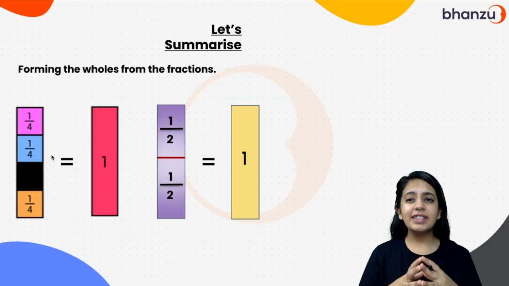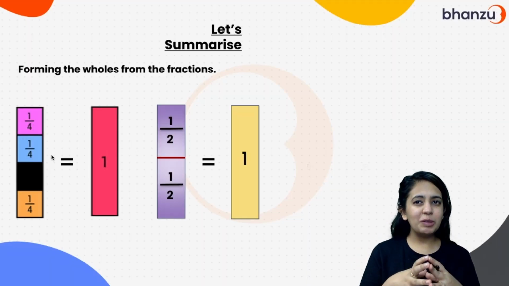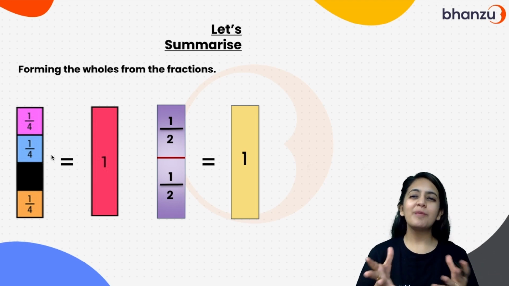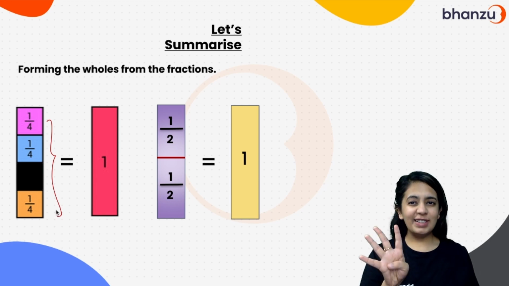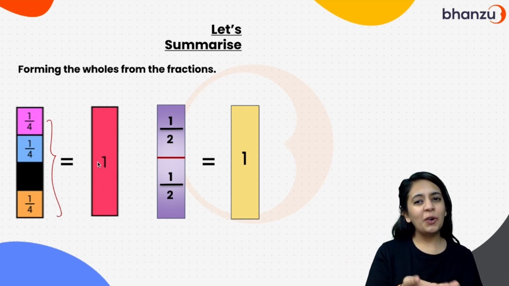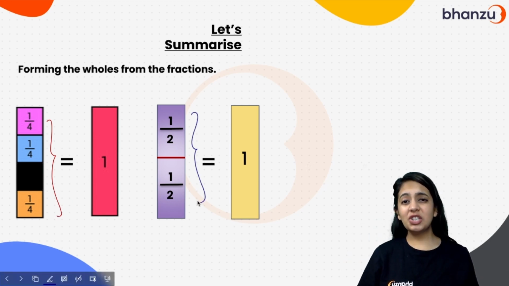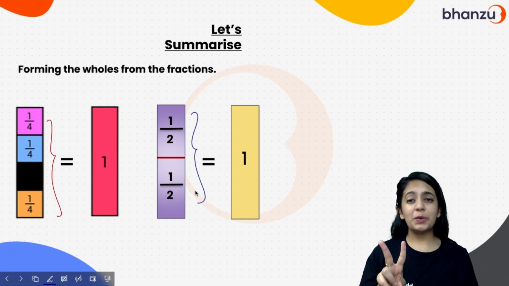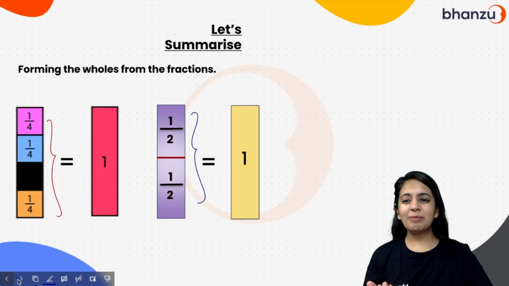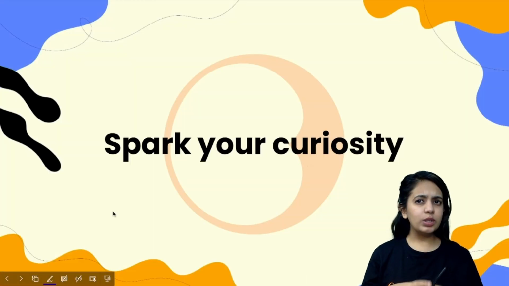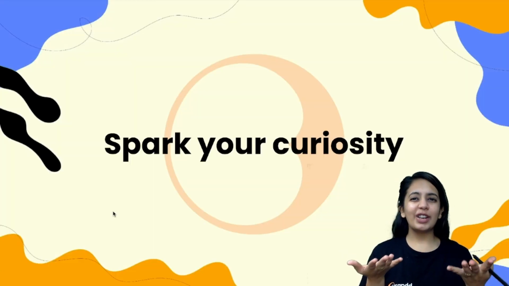Now let's summarize whatever we have learnt in this session. So we have learnt about joining together the equal parts to make up a whole, that is wholes from parts. So here we are joining 4 parts of 1/4 portion each and making a whole. And in this one, we are joining together 2 equal parts of 1/2 each and making a whole out of it. Now it's your time to spark your curiosity and think about which one is more, 1/2 or 1/4.